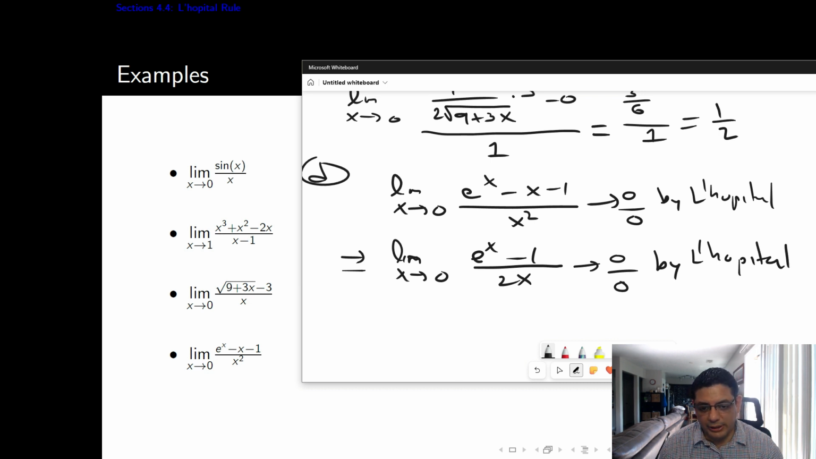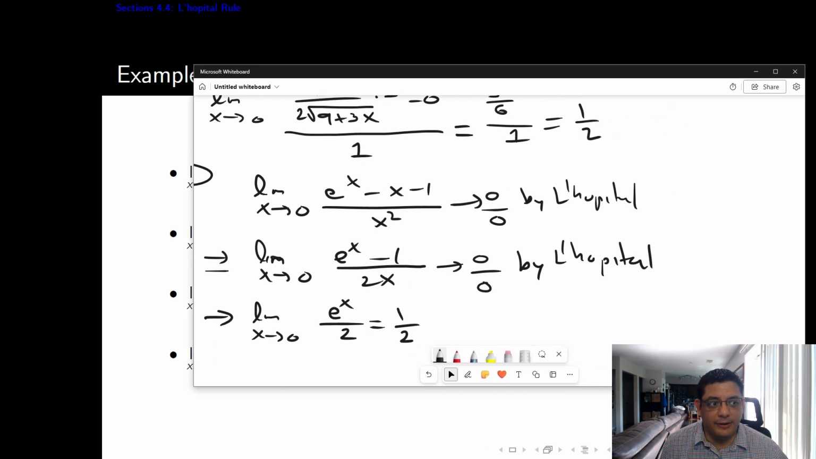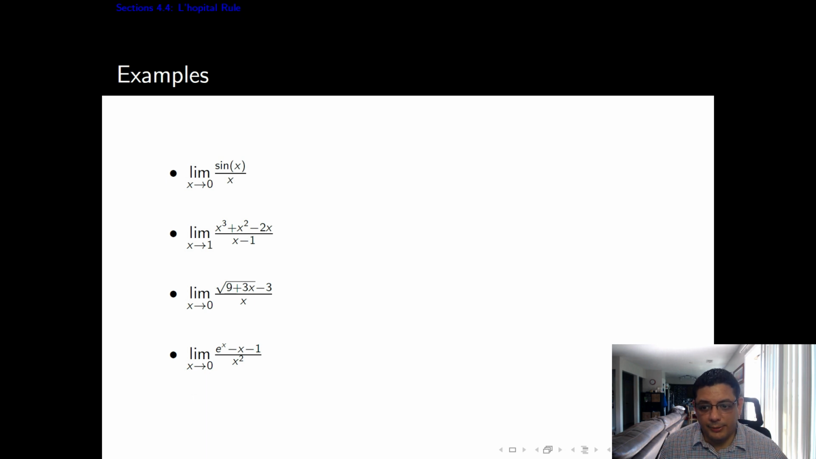By L'Hopital's rule again, this is going to be the limit when x goes to 0 of e to the x over 2. At this point, this is just going to be 1/2, and then the first limit will be equal to 1/2. I could potentially continue doing this 3 or 4 times, as many times as I need, depending on the functions involved. All right. So those are the first examples of L'Hopital's rule.